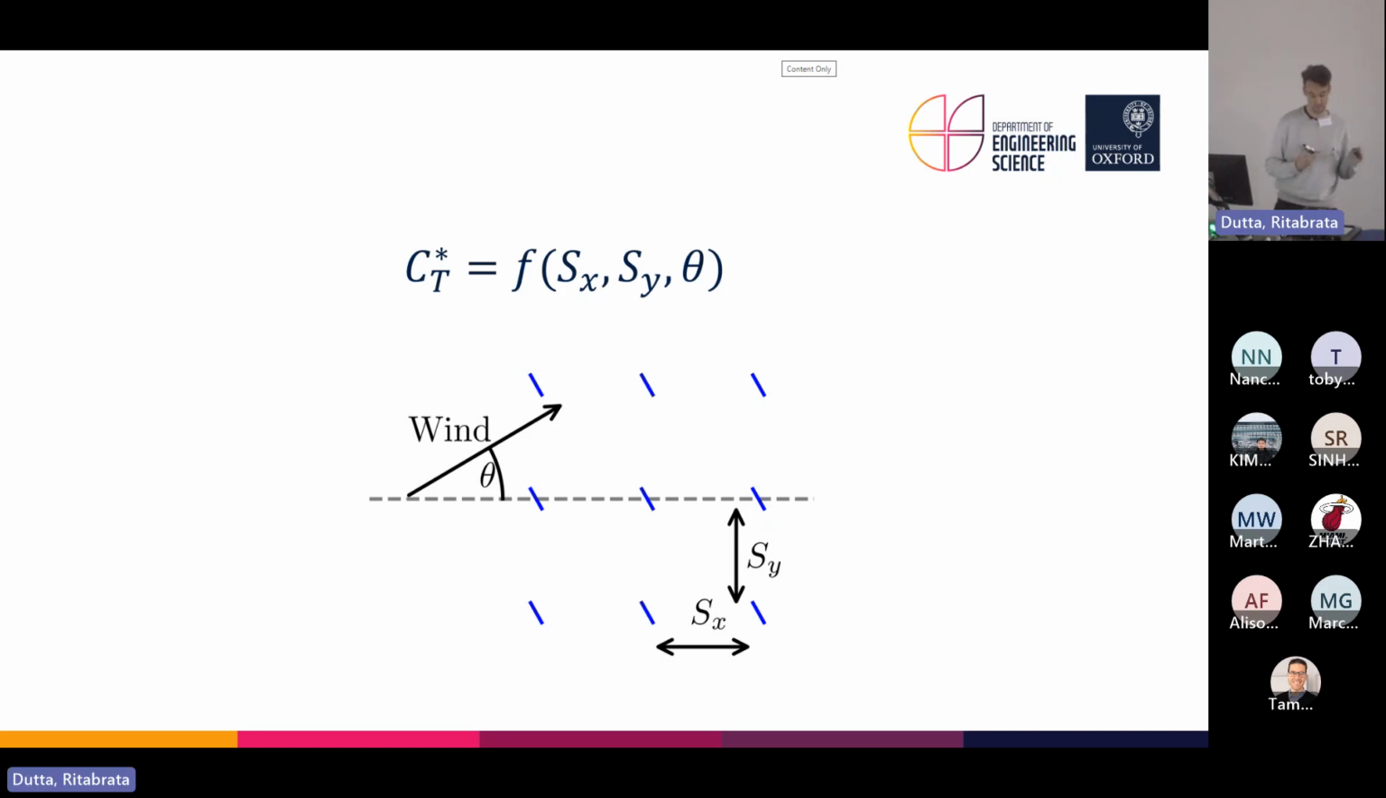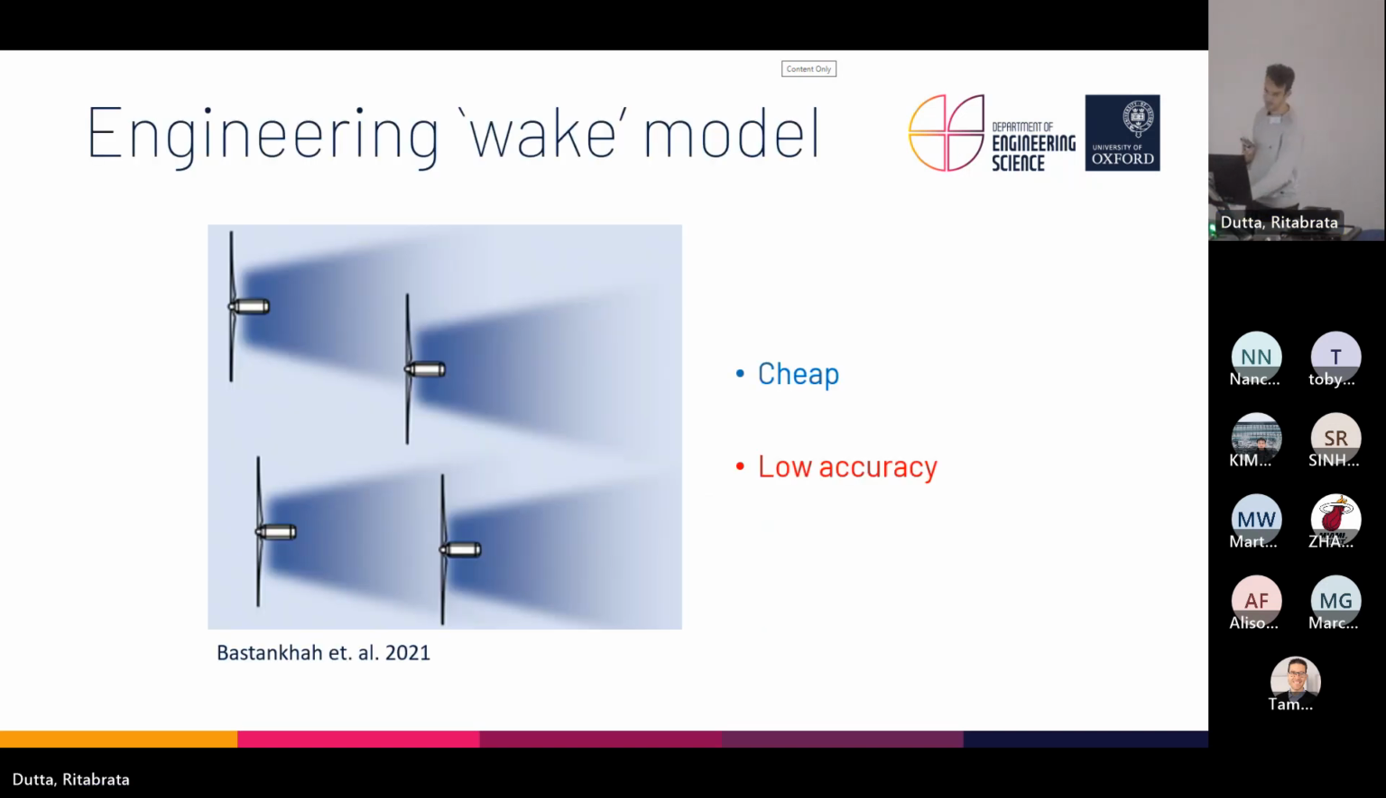So the goal of this research is to build a data-driven model to describe this relationship between CT star, Sx, Sy, and theta. And we can calculate CT star using a couple of computer codes. Firstly, we can use engineering wake models, and this is used by the wind energy industry to predict wind farm performance. These models are very quick. You can estimate wind farm performance in less than a minute, but it's not very accurate.